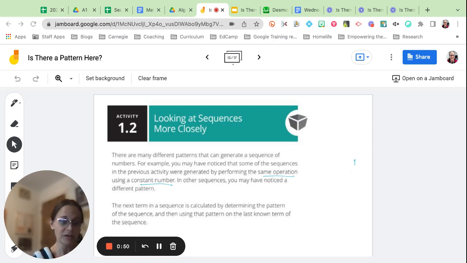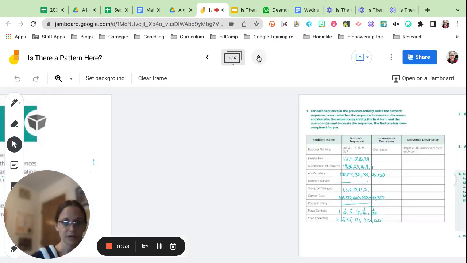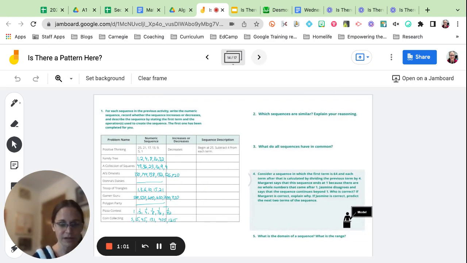One thing to know is that regardless of the type of sequence, the next term is calculated by determining the pattern of the sequence and using the pattern on the last known term. So here are the sequences that we worked with in the last lesson. What I want you to do is pause the video and complete the table. This should take a few minutes. All you have to do is say whether it increases or decreases. I'm going to use an I for increasing and a D for decreasing. And then take a minute to describe the sequence in your own words. Pause the video and hit play when you're ready to talk about the next part of this activity.